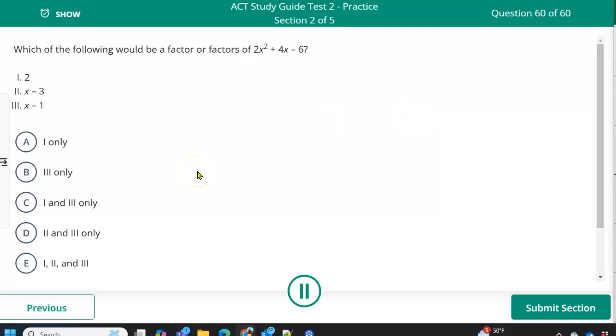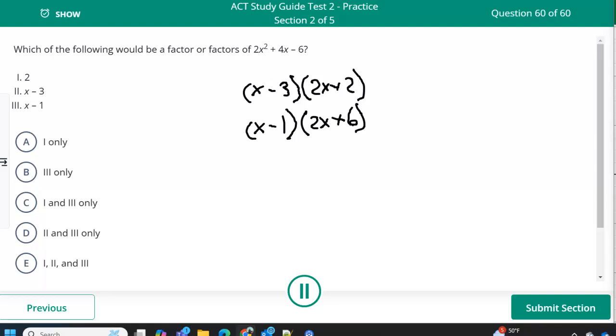Which of the following would be a factor or factors of 2x squared plus 4x minus 6? All right, so obviously 2 is a factor. We could factor 2 out, just get 2 times x squared plus 2x minus 3. What about the next one, x minus 3? If we use x minus 3, then in order to get the 2x squared term, we've got to have 2x over here. In order to get the negative 6 term, we have to have a plus 2 over here. How does that work out for us on the x term? Well, we would then have 2x minus 6x, so that's minus 4x, so that doesn't work. X minus 3 doesn't work.